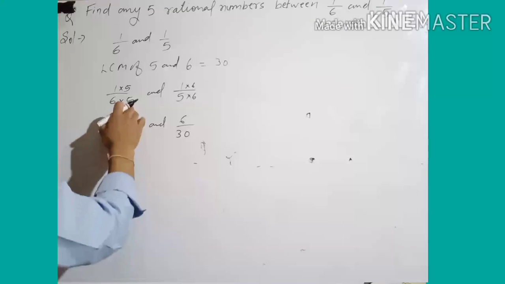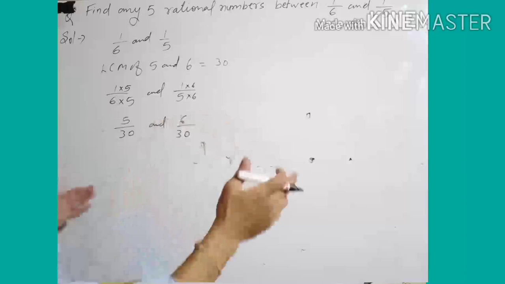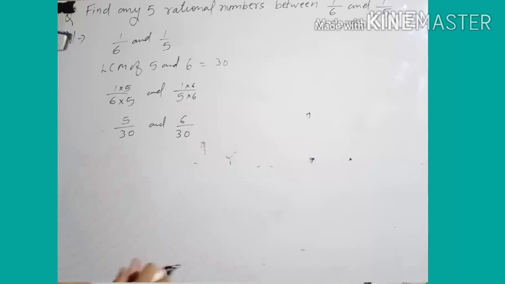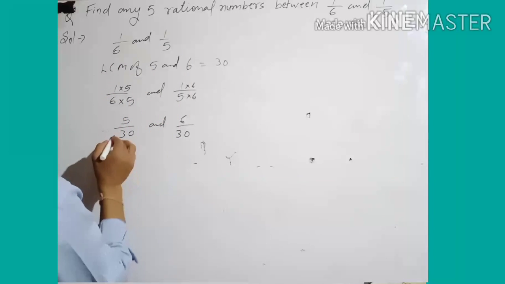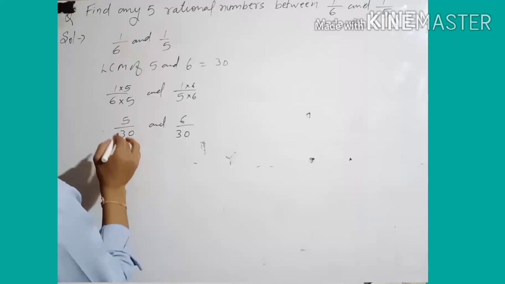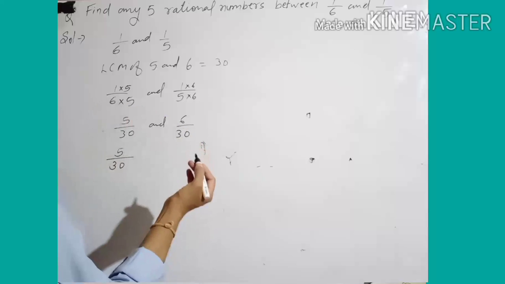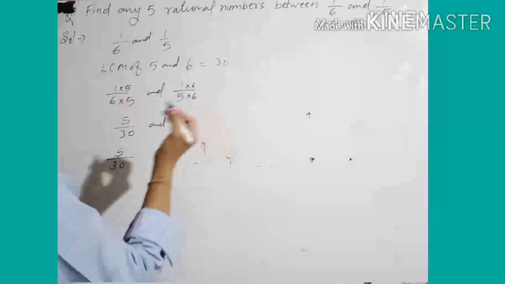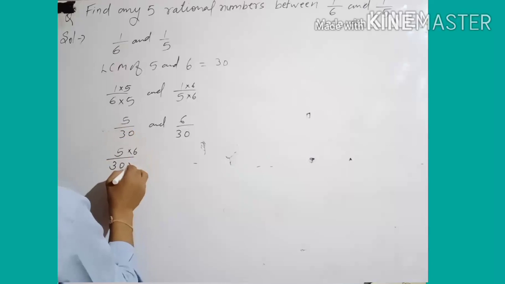Otherwise, you can also multiply by 10. When you multiply by 10, it becomes 50 upon 300 and 60 upon 300. In that case also, you can write any 5 rational numbers. That is a very easy method. You can multiply 5 upon 30 by 6, or if you don't want to multiply by 6, you can multiply by 10 also. Whichever you think is easy, you can use. Here I am taking 6 because I want the exact number.